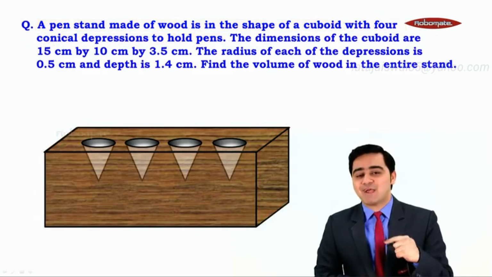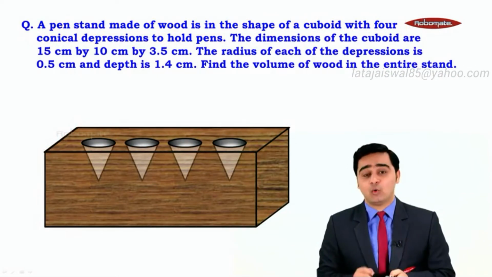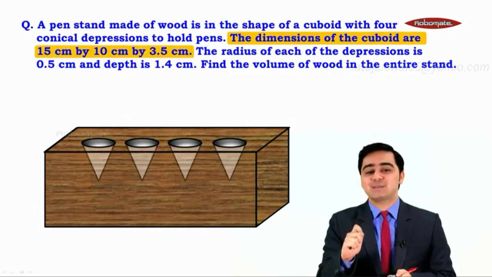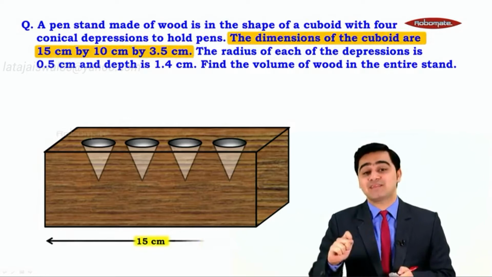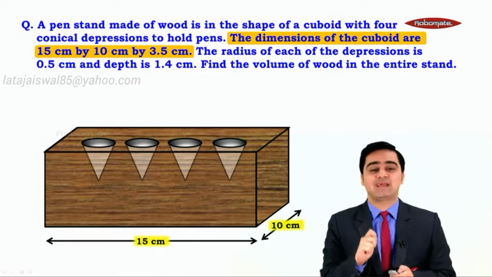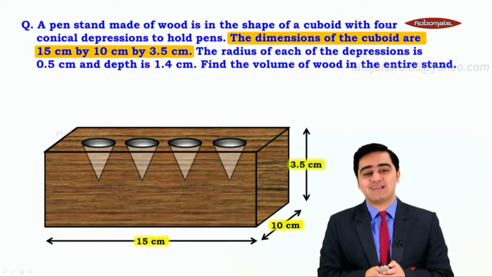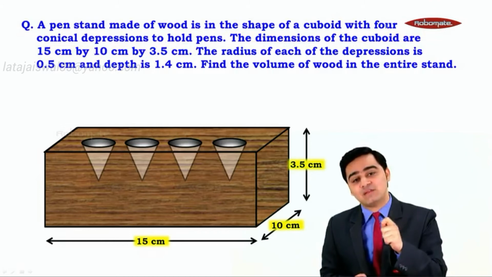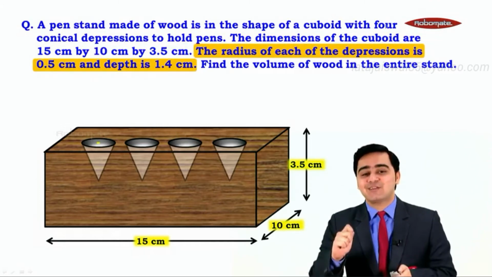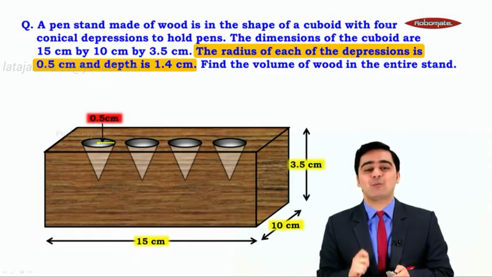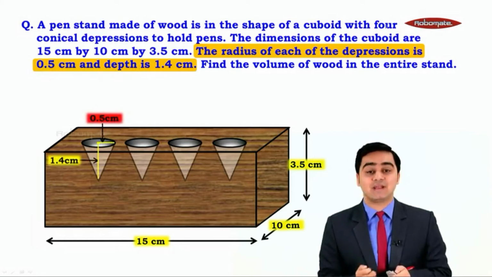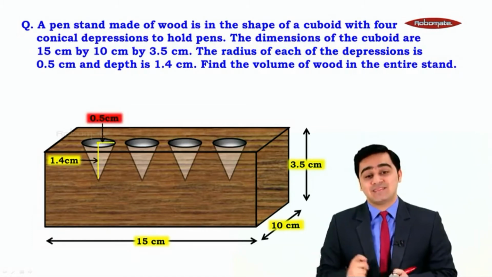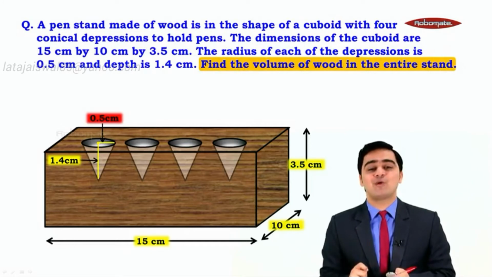Further, they have provided us with the dimensions of the pen stand, or we can say cuboid, and the dimensions of the cuboid are 15 cm by 10 cm by 3.5 cm. It simply means that the length is 15, we have the breadth as 10, and we have the height of the cuboid as 3.5 cm. Also, they have provided us with the dimensions of each of the cone, wherein the radius of the cone is given as 0.5 cm and the height, that is, the depth of the cone is given as 1.4 cm. They said us find the volume of wood in the entire stand.